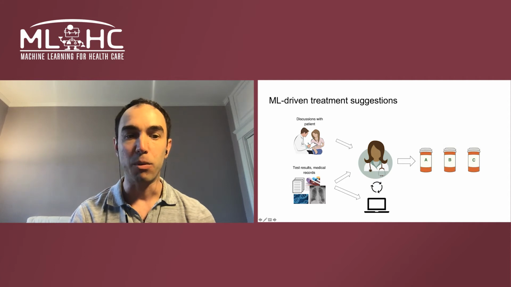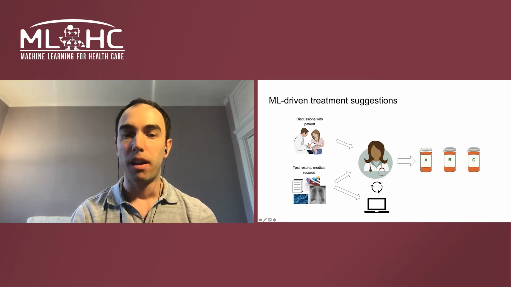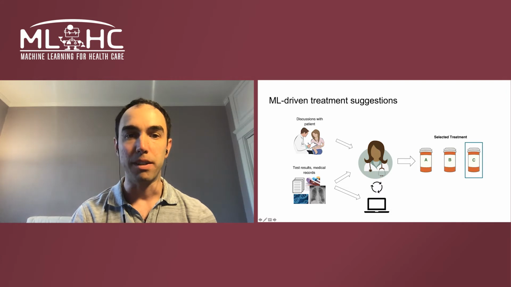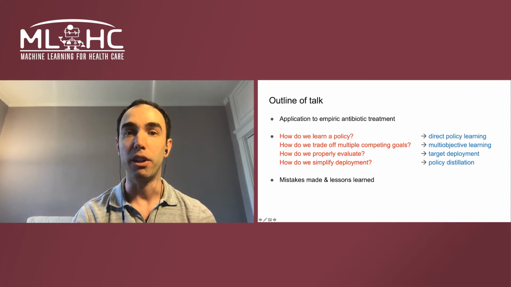Machine learning algorithms will also take into account all of the patient's medical records and information about the current clinical situation and will recommend a treatment. In this case, the treatment recommended is treatment C. We'll give a case study of using machine learning to guide antibiotic treatment suggestions for uncomplicated urinary tract infection.